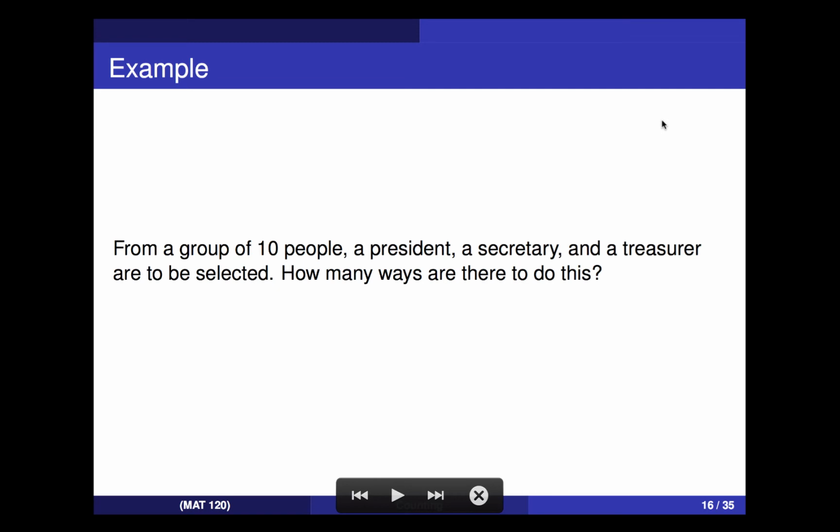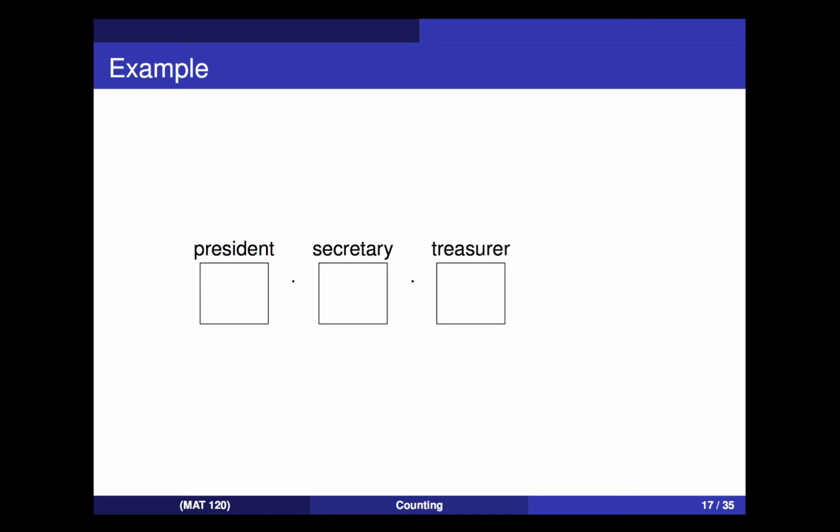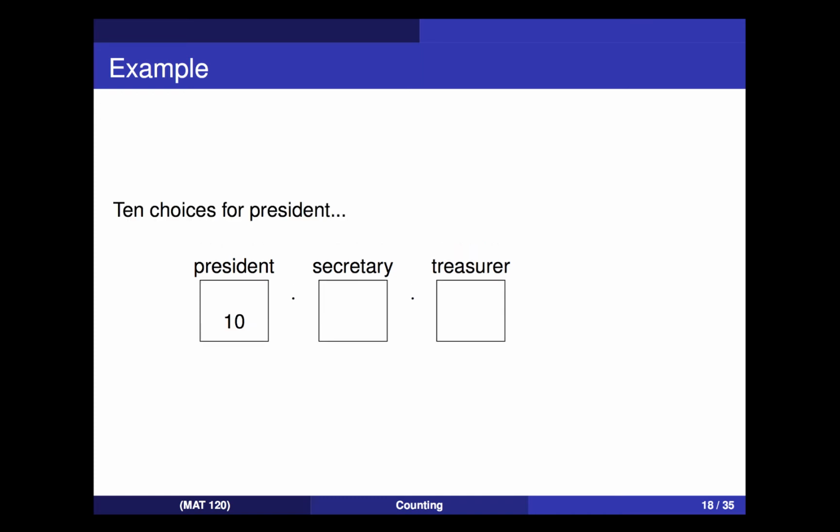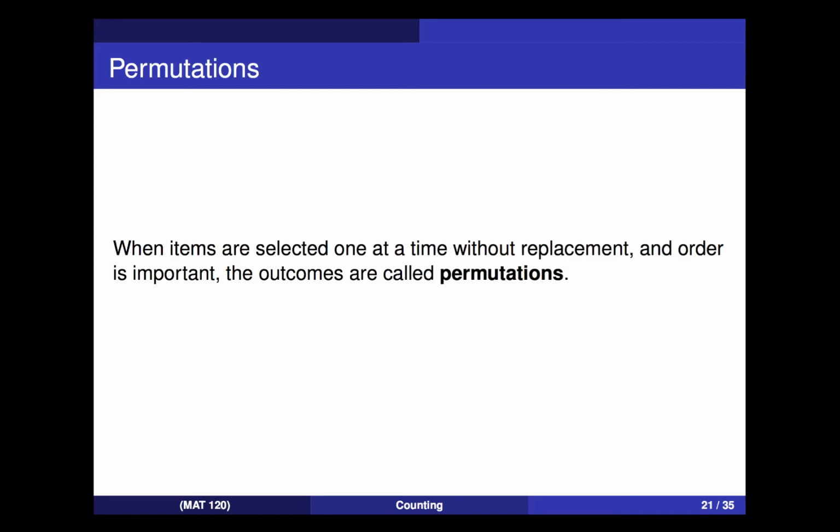Here's another example. You want to select a committee, and they have distinct roles: president, secretary, treasurer. So you have a number of choices to make. Well, 10 people can be president, right? Well, having selected the president, how many choices do you have for secretary? Well, just 9, because one of the 10 is already president. And then having selected 2, there are 8 remaining. So we get a total of 720 possible ways to make this selection.